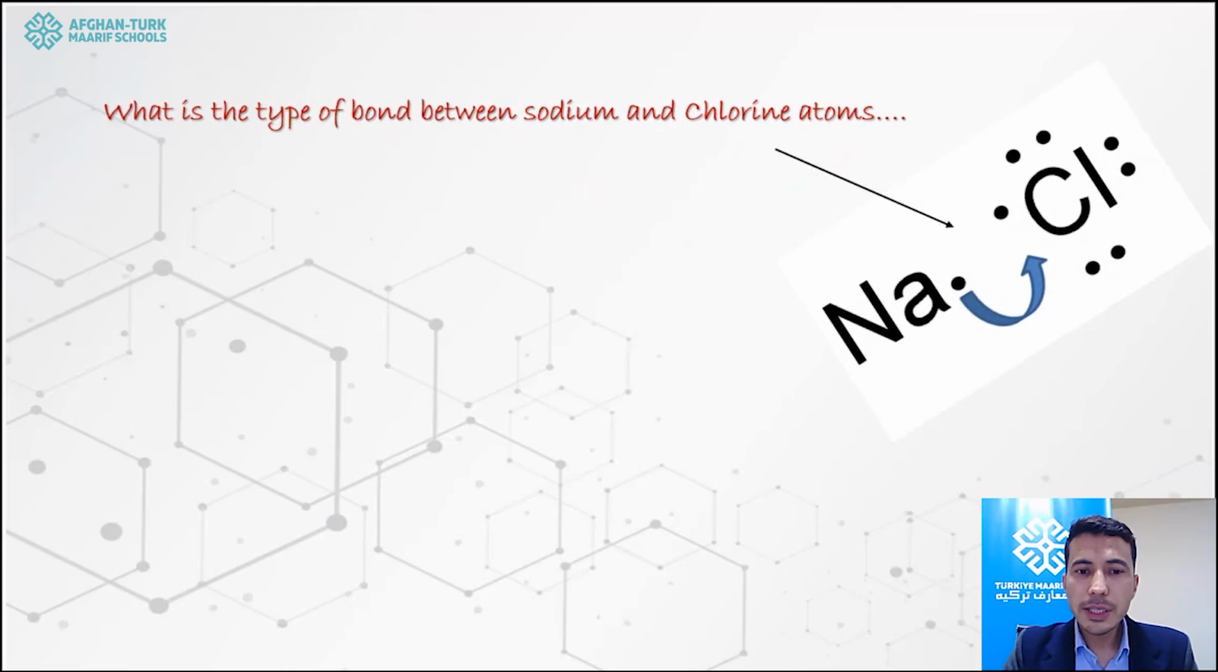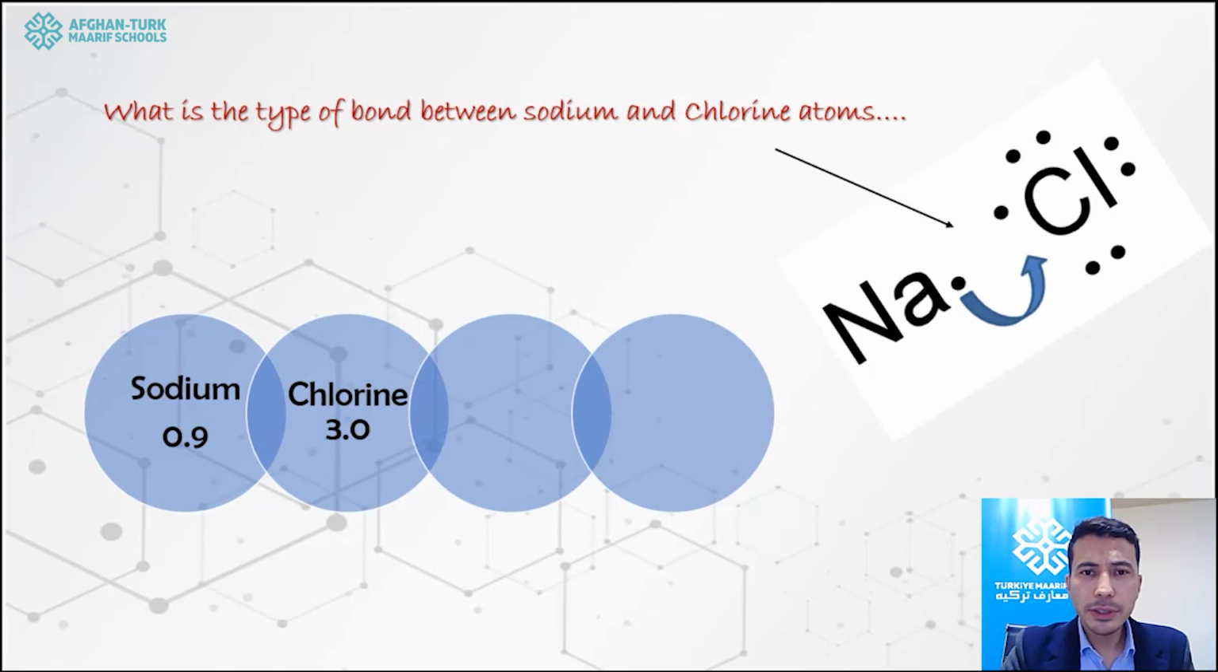What kind of bond between sodium and chlorine atoms is this? Can you guess? Let's check. The electronegativity of sodium is 0.9 and the electronegativity of chlorine is 3.0. So what will be the difference of electronegativity between them? The difference is 2.1. The electronegativity difference, or EN difference as I've written in short form, is 2.1. So if the electronegativity difference is 2.1, what kind of bond will it be? It is an ionic bond. Exactly.